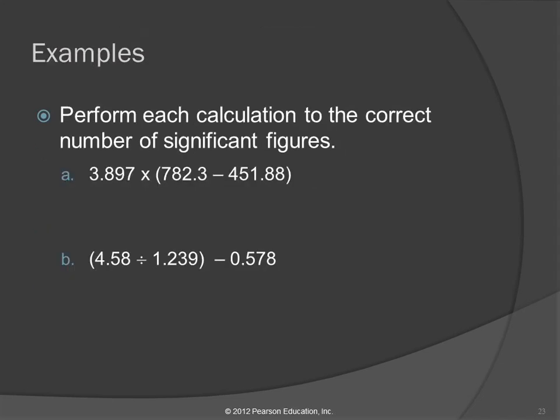So do each of these. First of all, what's more important than having the correct number of significant figures is just having the correct answer. So do the whole thing and write down what your calculator says. So in this case, we have 3.897. And you need to be careful because there's parentheses there. So times the quantity, 782.3 minus 451.88.